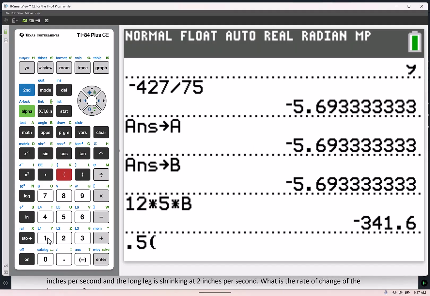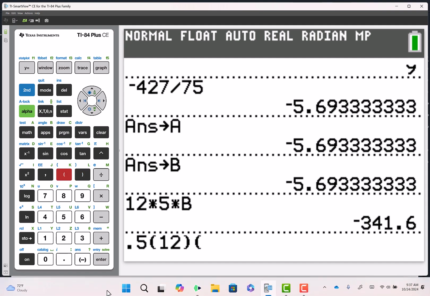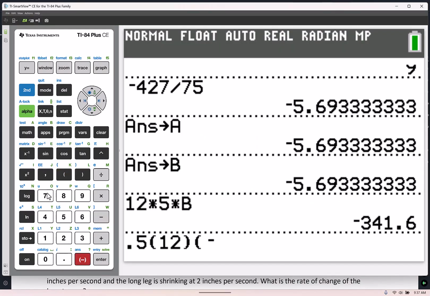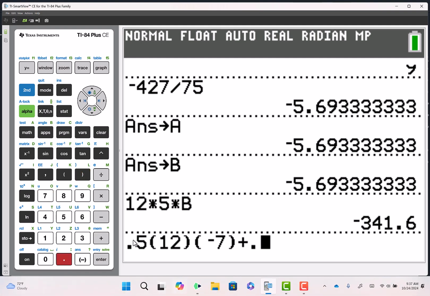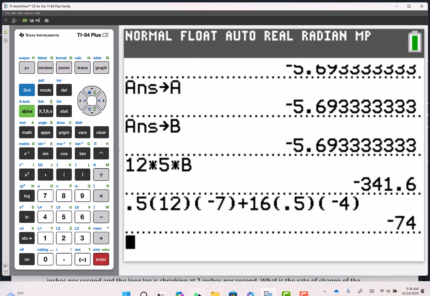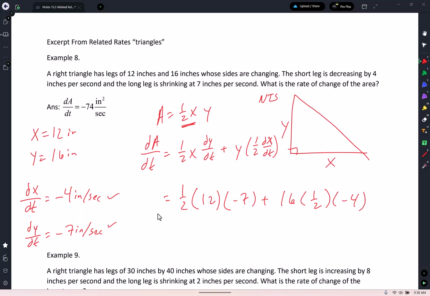0.5 times 12 times, I already forgot, what was it? Negative 7, plus, was it 0.5 again? 16 times 0.5. And I know we could have already just taken half of the 16 times negative what? And we get negative 74. Is that what the answer says up there? Yep. Negative 74 square inches per second.